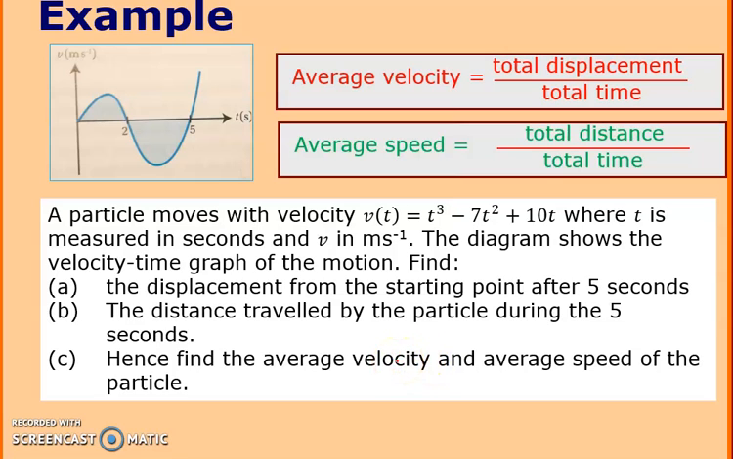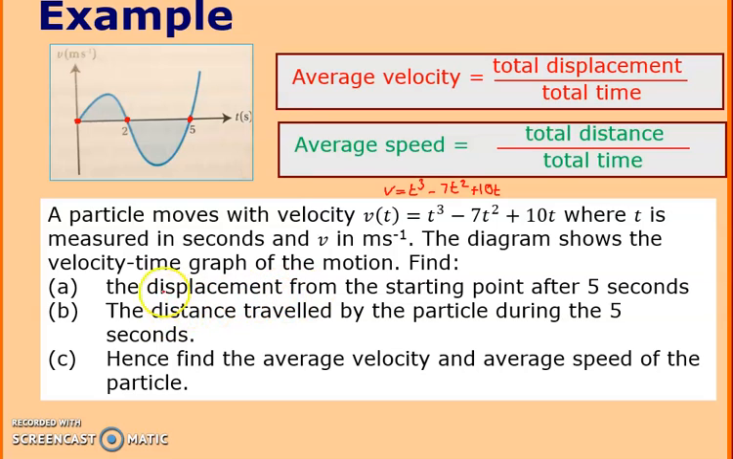I've got this equation which basically says v equals t cubed. Now we've already seen, of course, that we can differentiate and integrate this to get other things. The diagram shows the velocity-time graph. It starts off at rest, speeds up, slows down, and is back at rest. It changes direction, speeds up in that direction, then slows down, and after 5 seconds it's at rest again. Find the displacement from the starting point after 5 seconds.